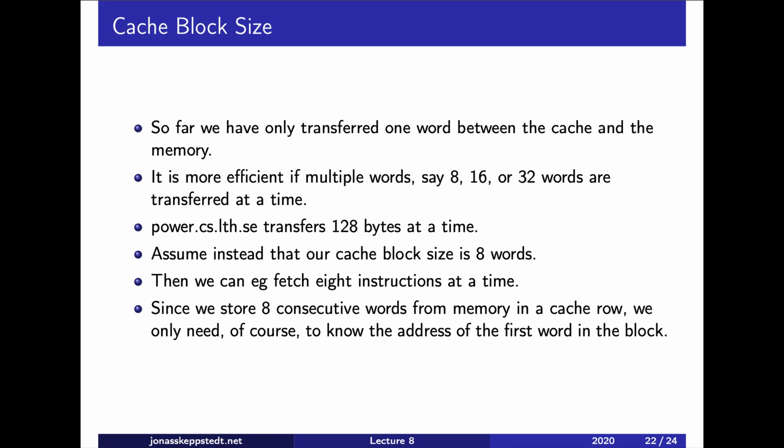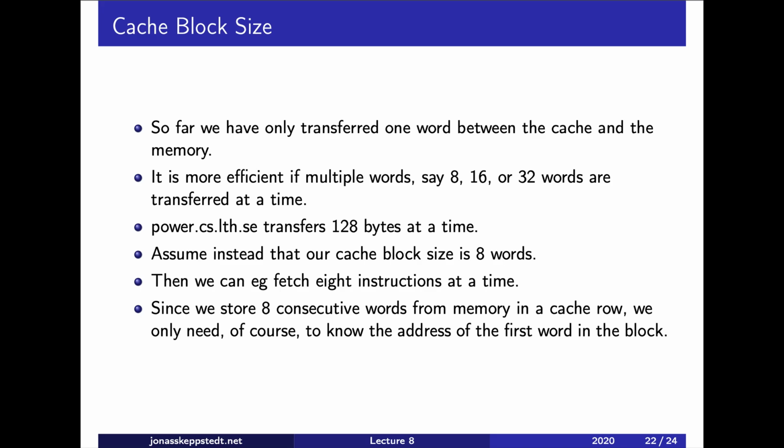When we get a cache miss, we have transferred only one word between cache and memory. But it's much better to transfer a number of words, such as 8, 16, or 32. For instance, the Power machine that we have, when there is a cache miss, it transfers 128 bytes at a time. Let's say first that a word is 4 bytes, so we can store an int or an instruction in a word.